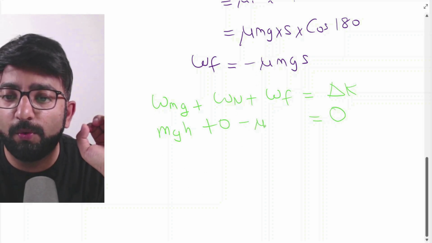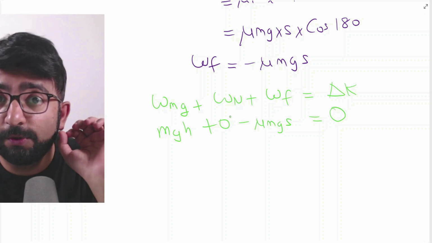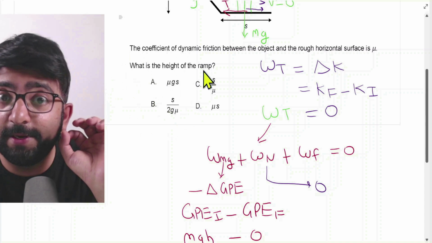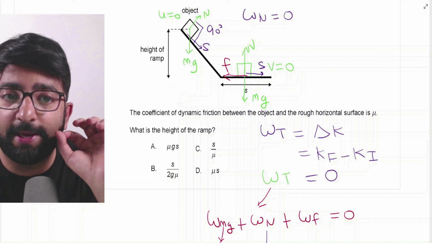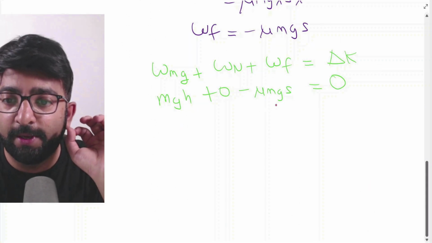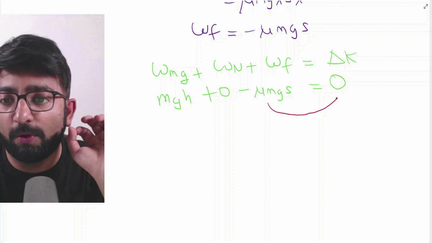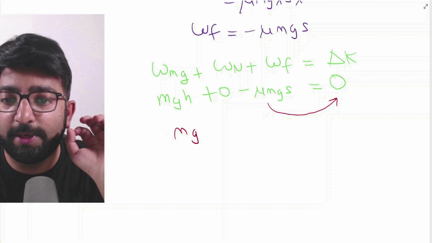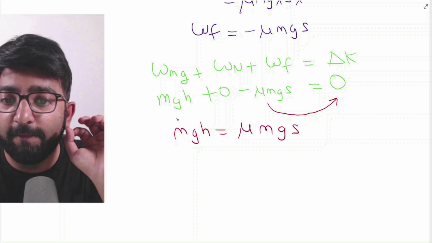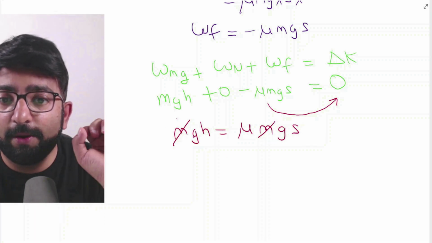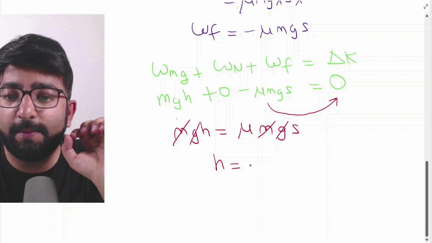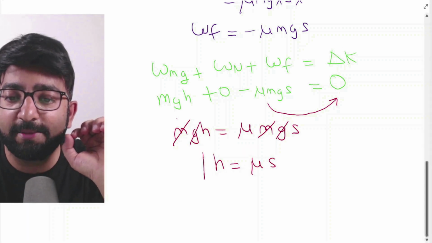the work done by friction will be negative mu mgs. Now let's go back to the question to identify which parameter we are supposed to find. We need to find the height of the ramp, which is h. So let us try to make h the subject. In this expression, if I take minus mu mgs to the right hand side, we will get mgh equal to mu mgs. m will get cancelled out from both sides, and also g will get cancelled out from both sides. And if we make h the subject, we will get mu s as the answer.